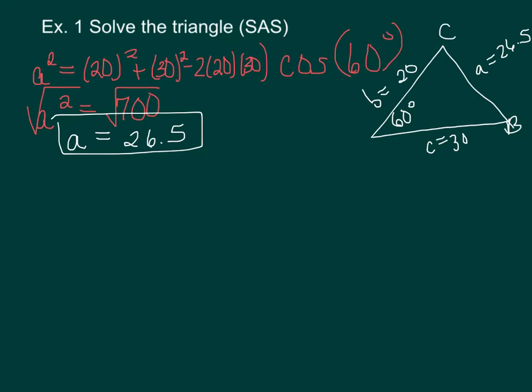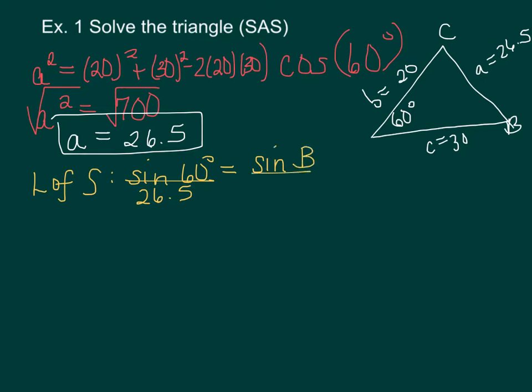All right. Now what we're going to do is go back and use the law of sines to help us find the next angle. I'm going to go ahead and do angle B. So I have sine of 60 over 26.5 is equal to sine of B over 20. So I'm going to do like the previous lesson and cross multiply.